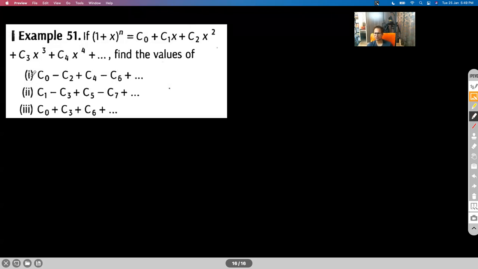Right? So let's do the first one, then we'll see the subsequent ones. Mind you, this is not C0 plus C2 plus C4. If it was plus in between, then I would have got just 2 to the power n minus 1, which I already know. Here there's an alternating sign also, and they're just leaving one coefficient and jumping to the other like that. So how do you do this kind of a problem?